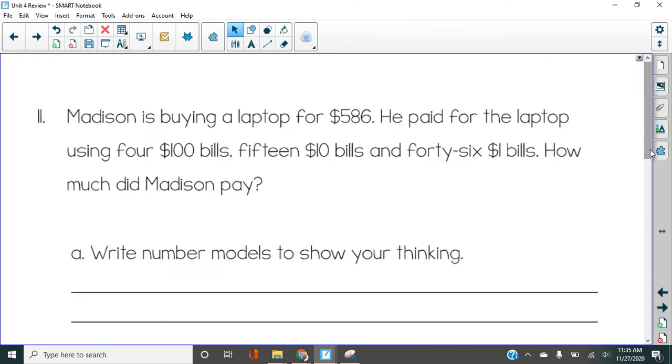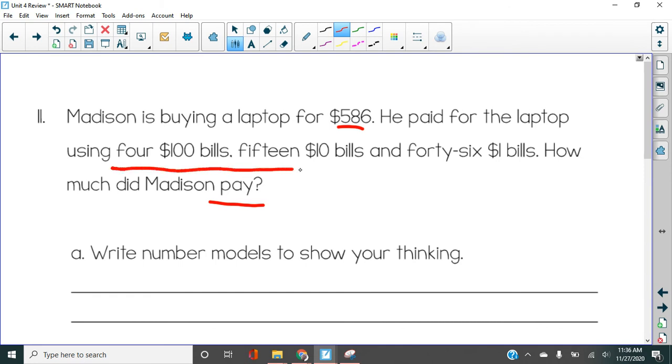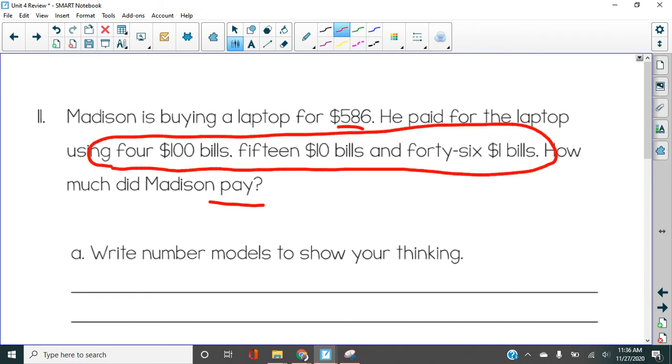All right, last page of problems here, number 11. Another word problem here. Madison is buying a laptop for $586. He paid for the laptop using 4 $100 bills, 15 $10 bills, and 46 bills. How much did Madison pay? All right, you can figure that out. How much money does he have there? Right? It's not actually a very clear question. How much money did he pay? Well, he's going to pay that much, right? But I want you to tell me how much this amount of money, how much is that?